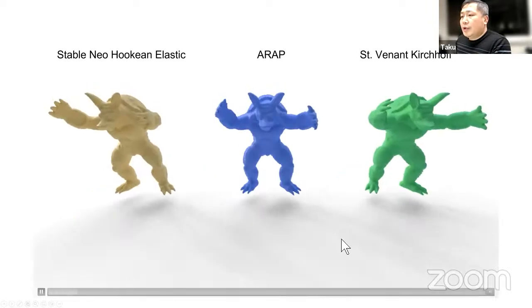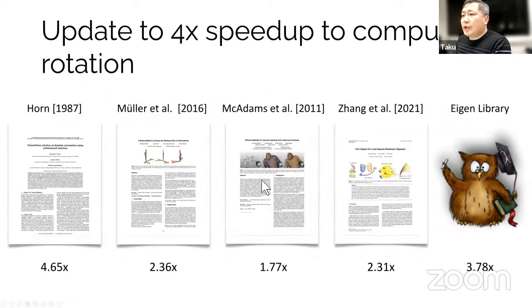Okay, and regarding the calculation of the rotation and stretching from the deformation gradient, this operation is used very often in various situations, and you can see that our method is faster than the existing methods. Compared to the state of the art, it's 1.7 times faster. Compared to the Eigen library, it's 3.78 times faster.